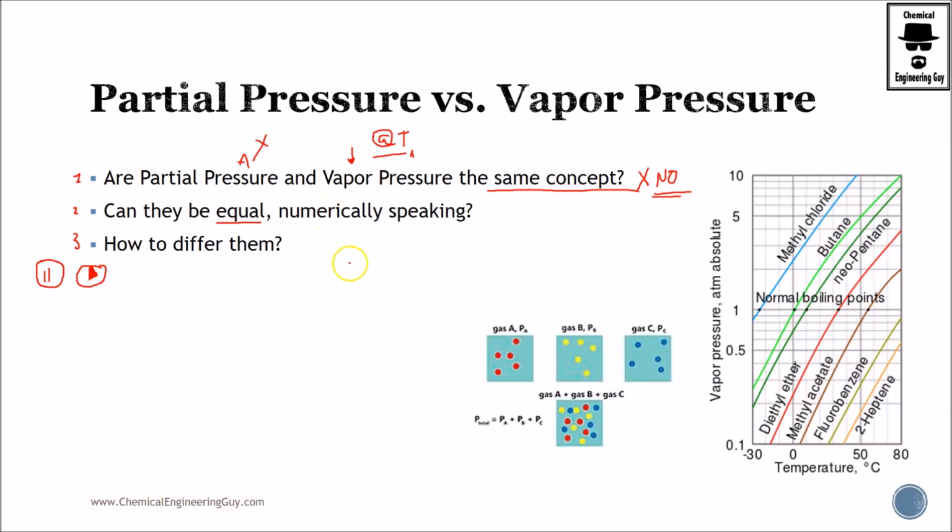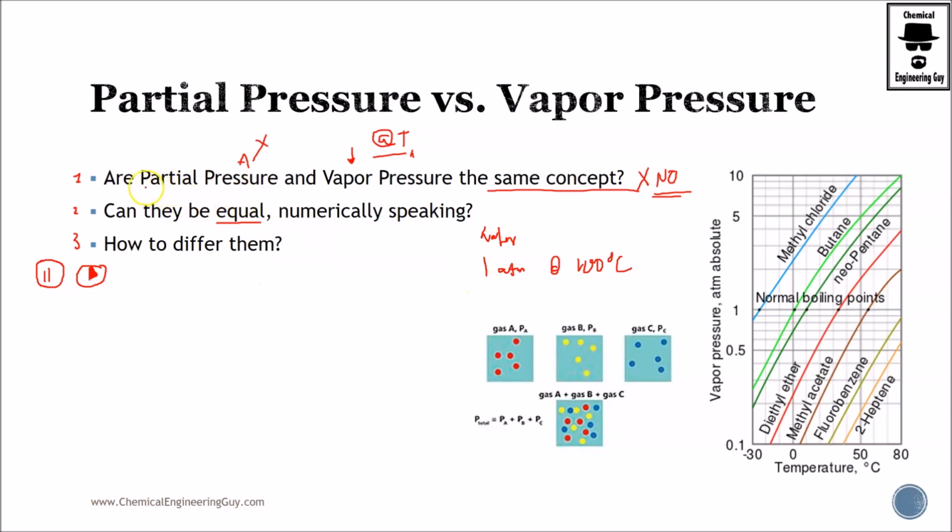So talking about the same, yes, they can be numerically equal. For instance, let's select water. Water, let's say, has a vapor pressure of 1 atmosphere, given it is at 100 Celsius. And let's assume that this gas is at 100 Celsius. Now this is vapor pressure.